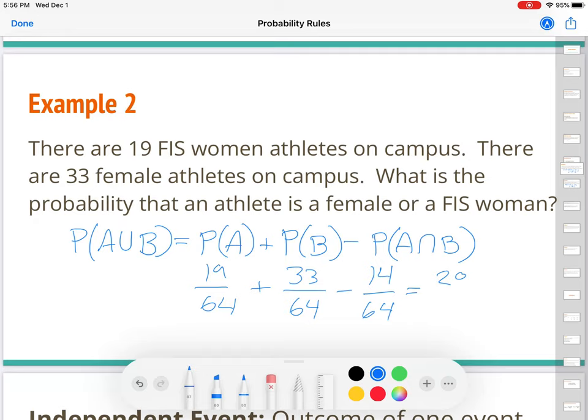So you can kind of think of it as this would be our FIS women. These are our female athletes. We want to make sure we're subtracting out the intersection between the two.